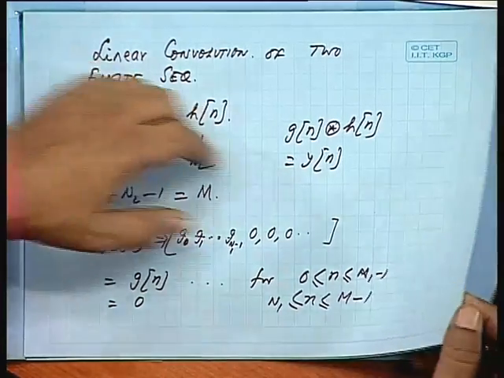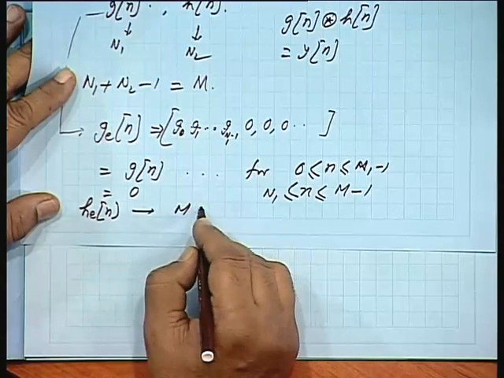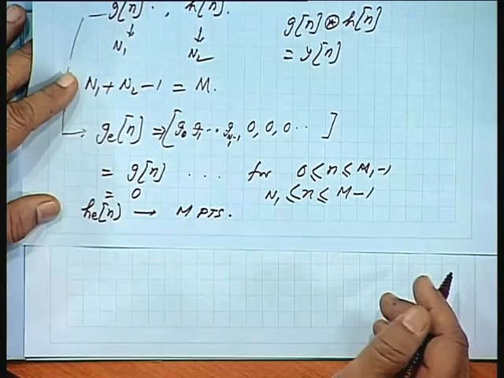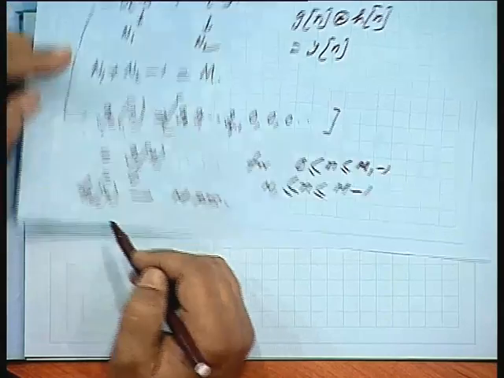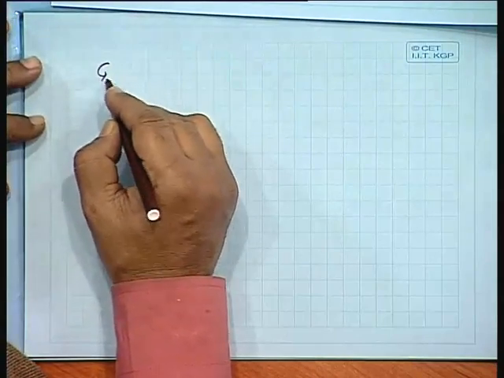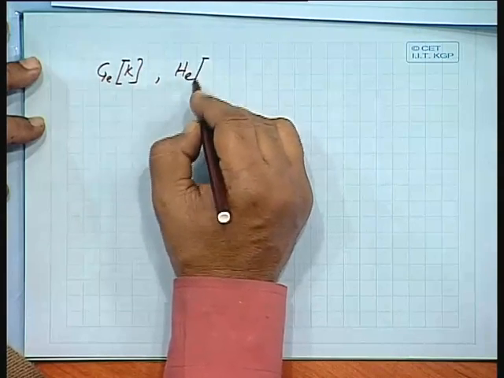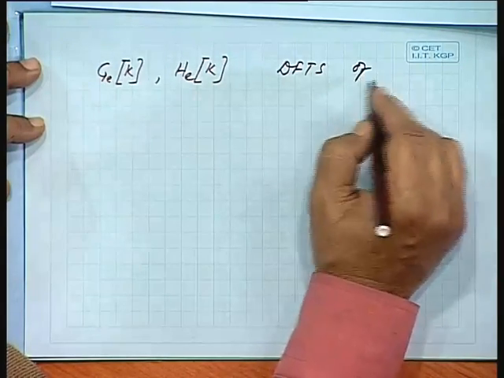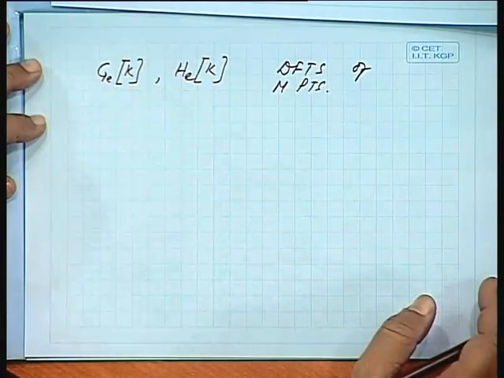Similarly, you stretch this h[n] to an equivalent, very similar kind of sequence h_e[n] of m points, by padding with zeros. Now, for g_e[n], you can get the DFT. So, let G_e[k] be the DFT, and similarly H_e[k], be the DFTs of these m points. These are the two m point DFTs.